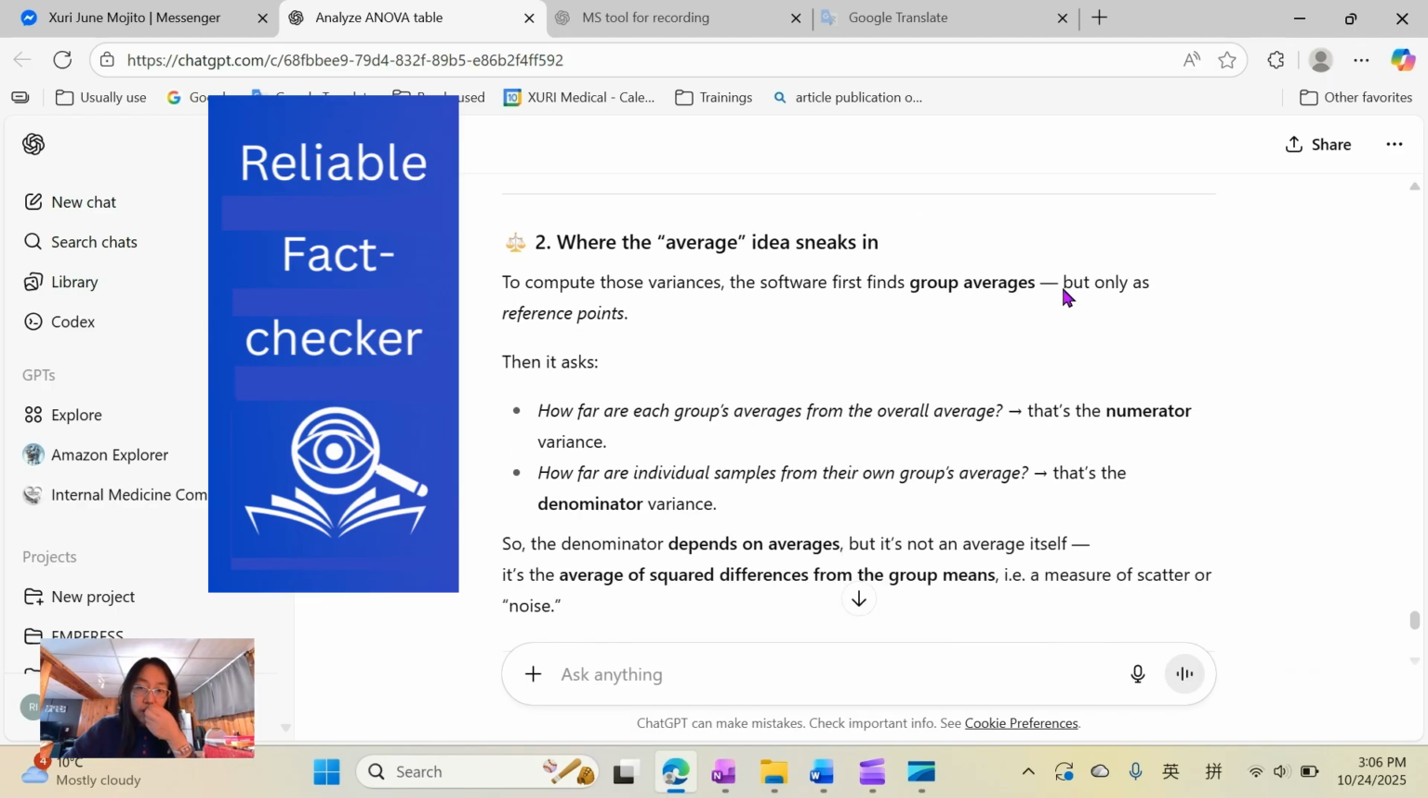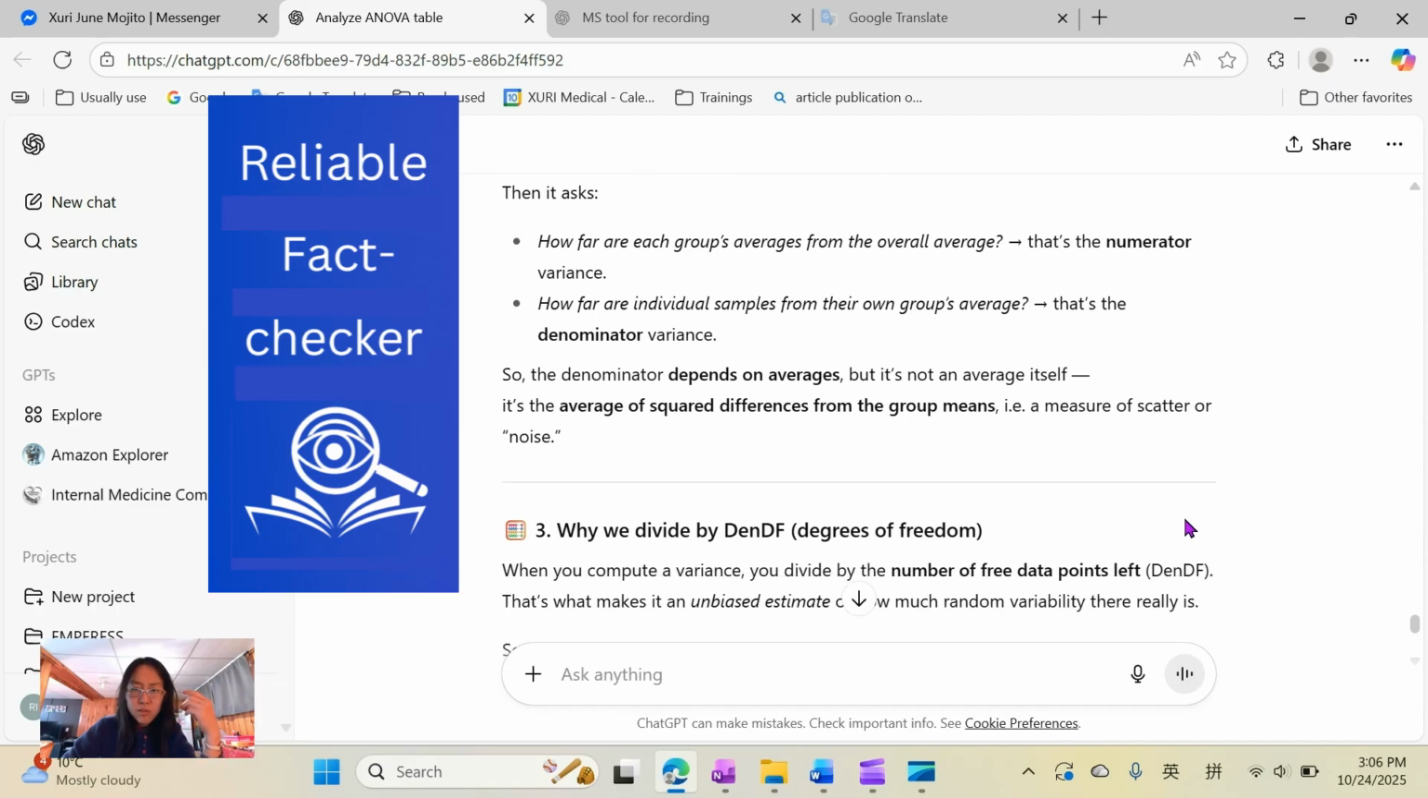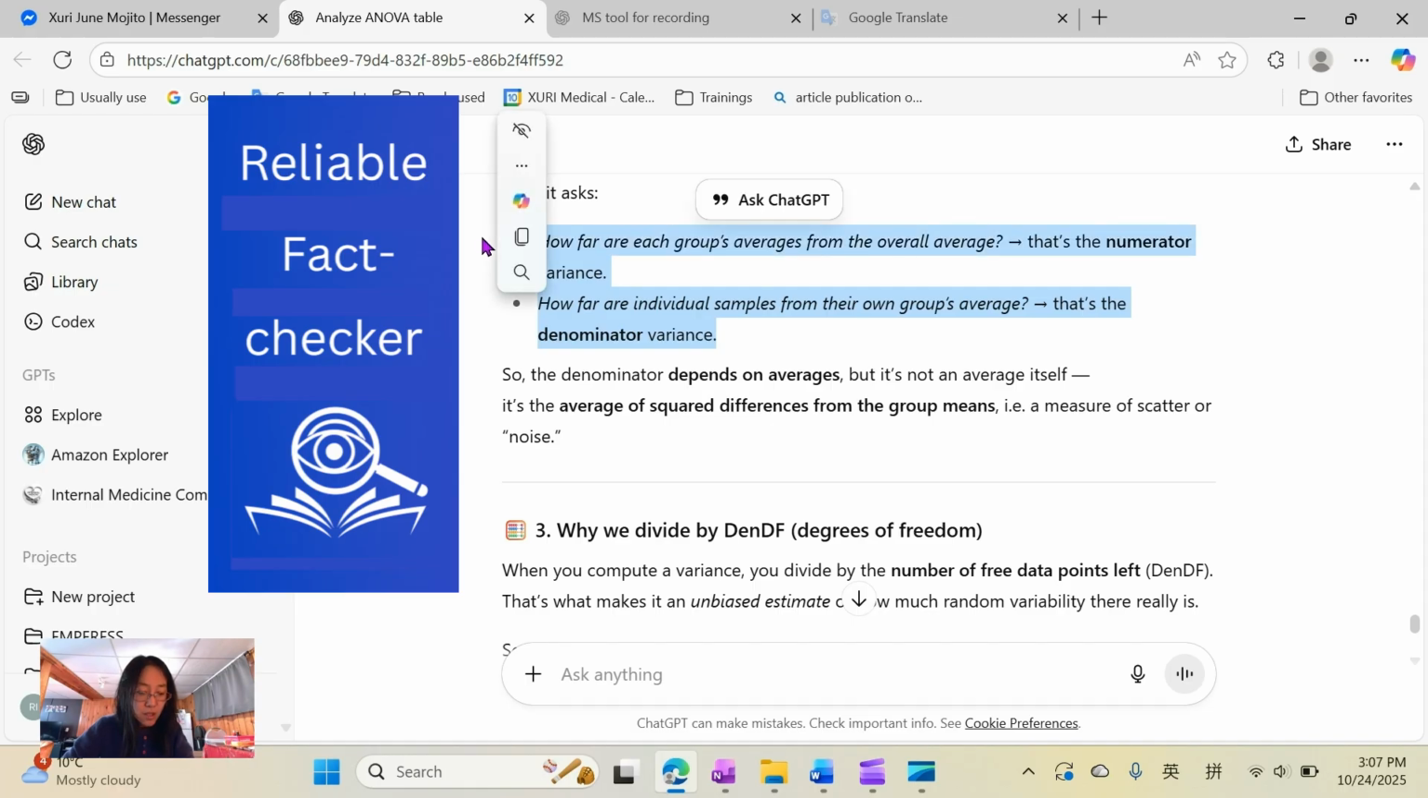To compute these variances, the software first defines group averages, but only as reference points. How far is each group average from the overall average? That's the numerator variance. How far are individual samples from their own group's average? That's the denominator variance. So the denominator depends on averages. Oh, that makes sense. I like this one.